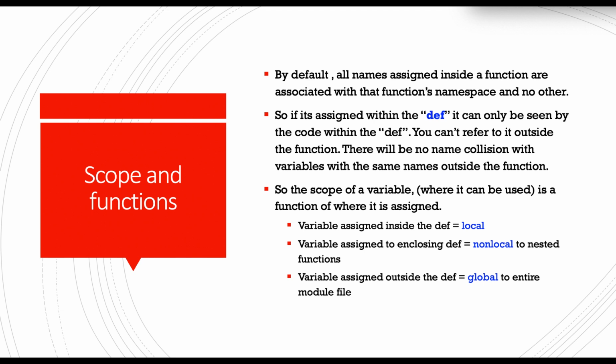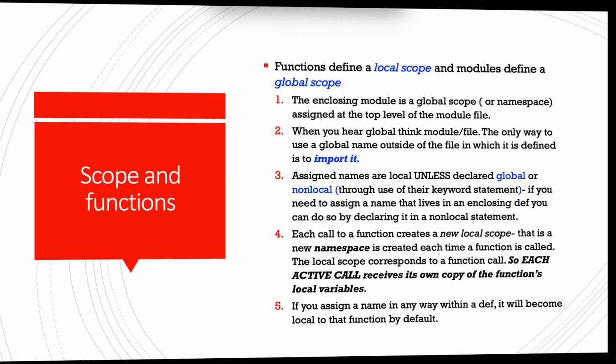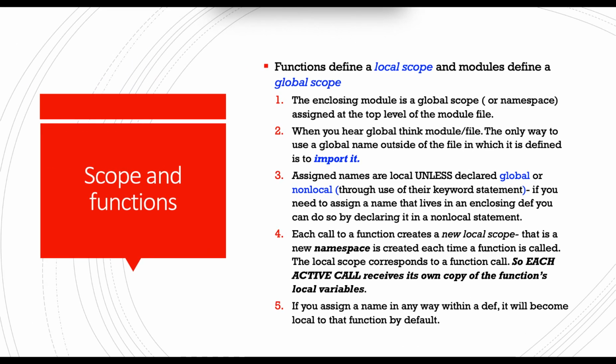Keep these definitions handy. A variable assigned inside the def is local. A variable assigned in the enclosing def is non-local to nested functions, and variables assigned outside the def are global to the entire module. Functions define a local scope, and modules define a global scope. The enclosing module is a global scope or namespace assigned at the top level of the module file. When you hear global, think module or file.